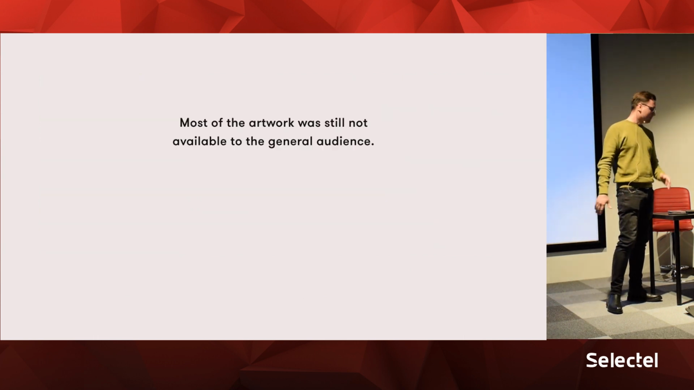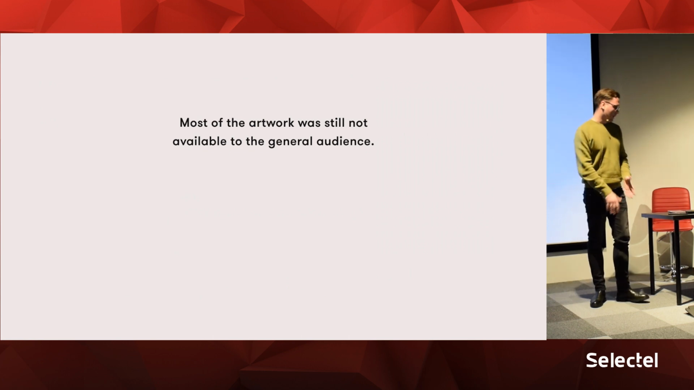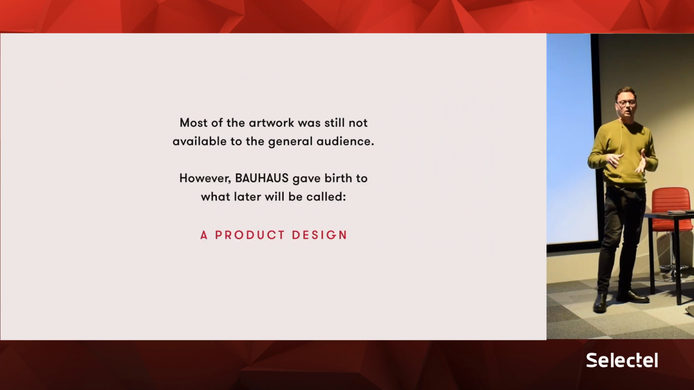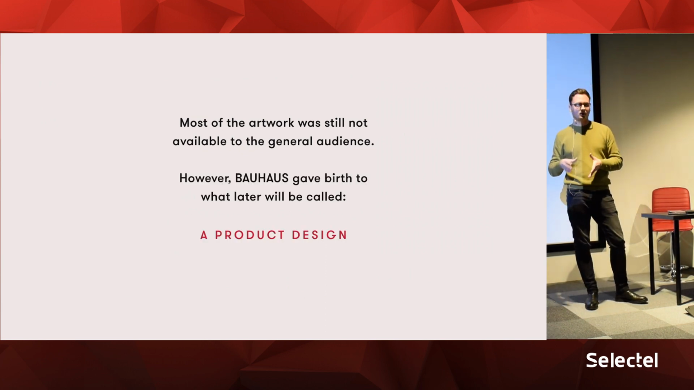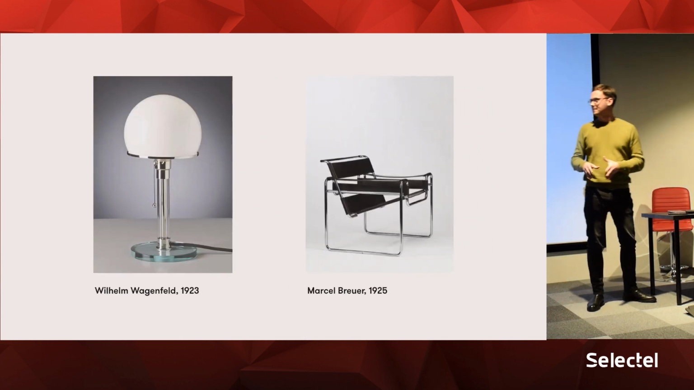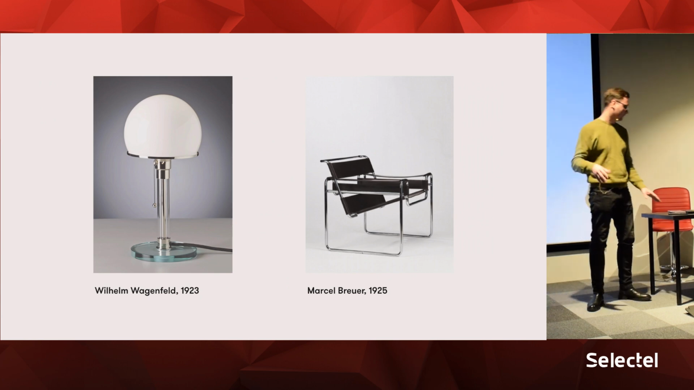But if you look at the very first works of Bauhaus, it's more like art, not design. Of course, there are some shapes here in Paul Klee's diagram, but still, it's more like art. I also want to mention that most of this artwork was not available to the general audience. It was only available for people who had money. Still, Bauhaus is considered to be the home of what was later called product design. And by product design, we mean all this furniture, basically things that people use in their everyday life.